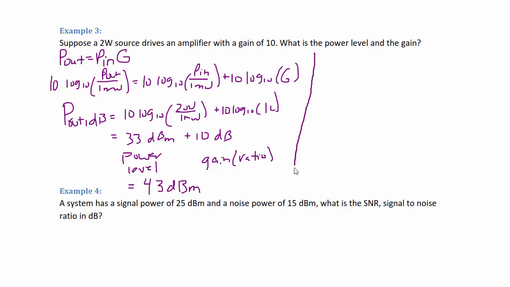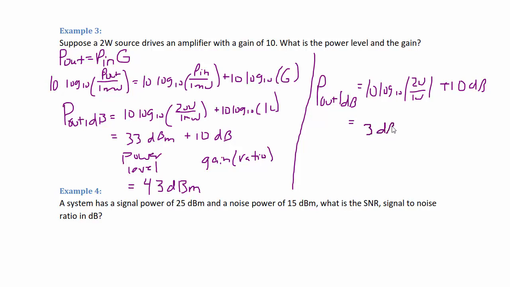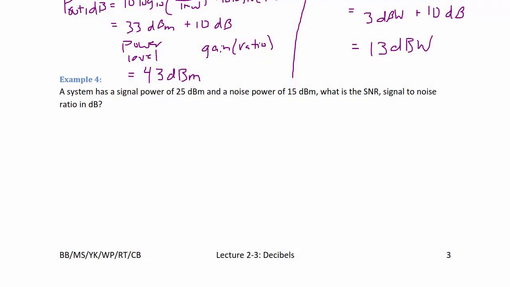So now let's see what the answers would be with respect to 1 watt. P out in decibels would then be equal to 10 log base 10 of 2 watts with respect to 1 watt plus 10 dB. So this is 3 dBW, the power level, plus 10 dB, the power ratio, and the final answer would be 13 dBW.